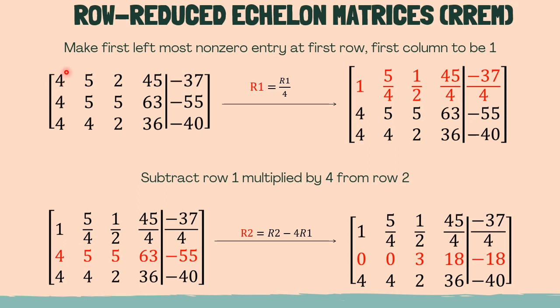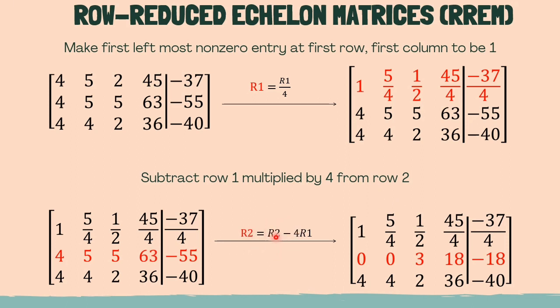We need to find the RREM. So for the RREM solution, we need to make sure that the first leftmost non-zero entry at first row and first column needs to be 1. So row 1 needs to be divided by 4, so we get this answer. So this is the case where the answer is in fractions that we can avoid. So for RREM, we need to make sure that this becomes 1, 1, 1, 0, 0, 0, 0. So we continue to subtract row 1 multiplied by 4 from row 2, and we can come up with this equation.